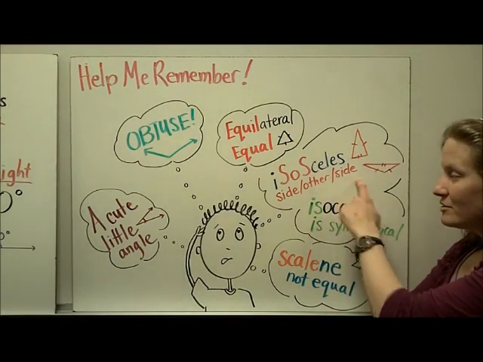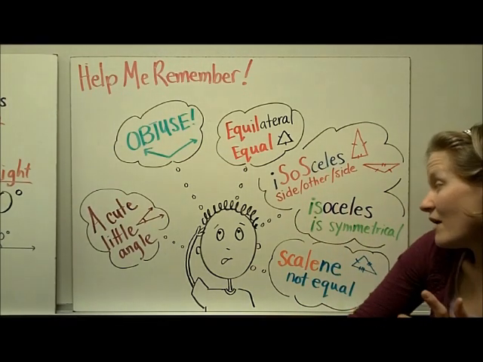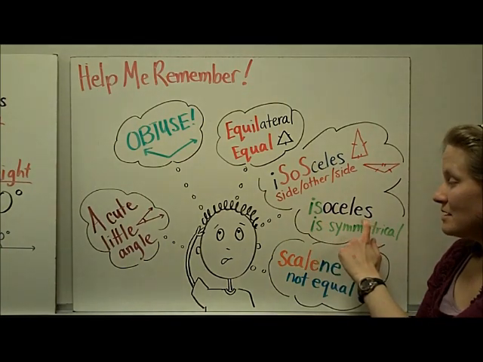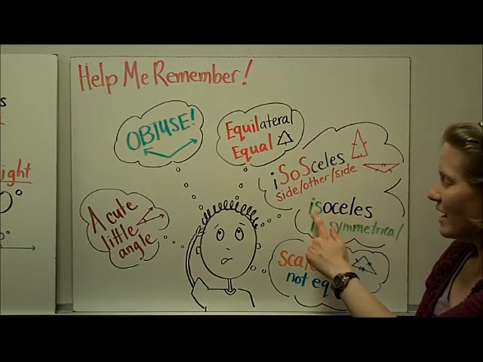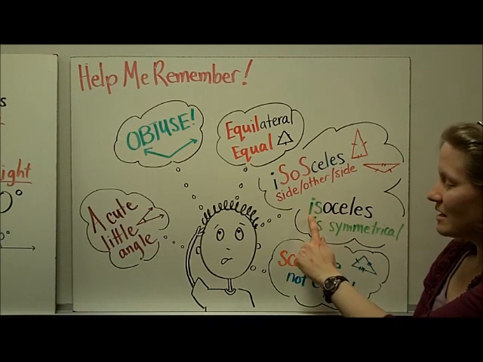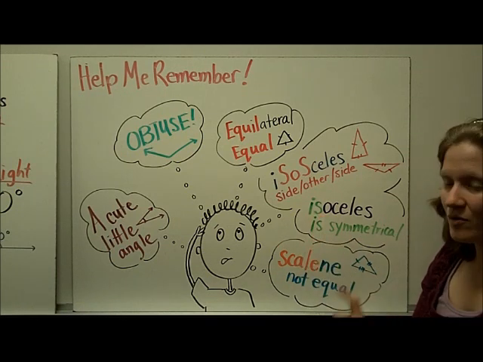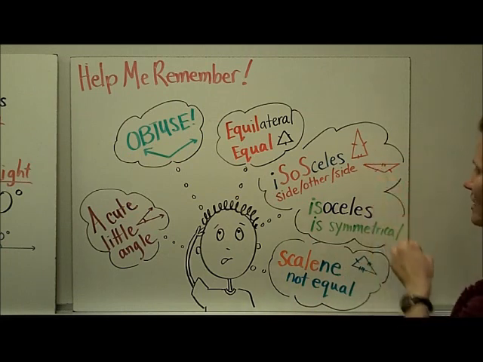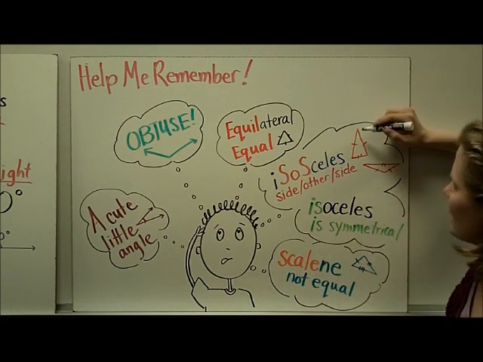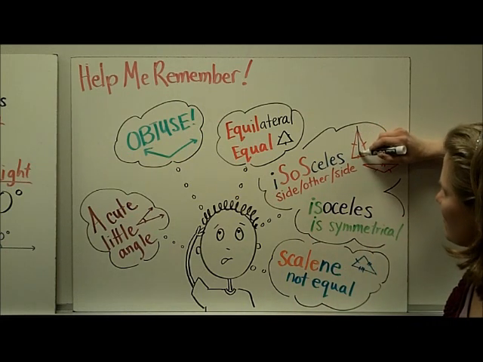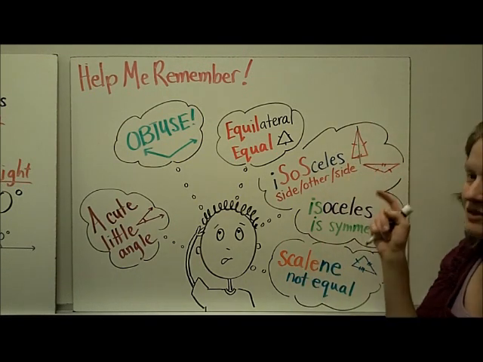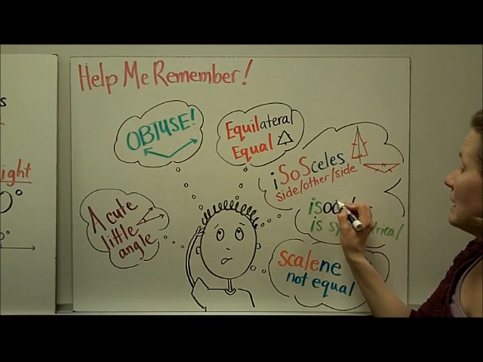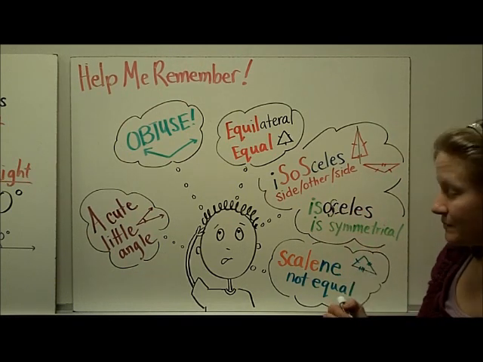If side, other side doesn't help you, or you want another hint, isosceles, I spelled that wrong, need a little extra s there, but isosceles can stand for is symmetrical, because each of these isosceles triangles can be divided with a line of symmetry because these two sides are equal, making this half and this half of the triangle equal. Isosceles. There we go.